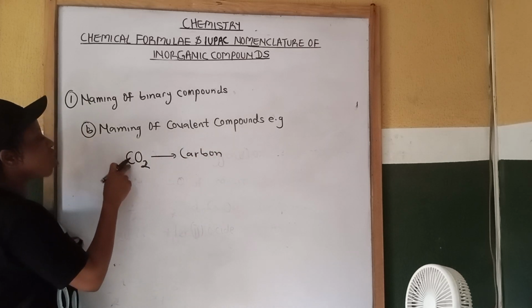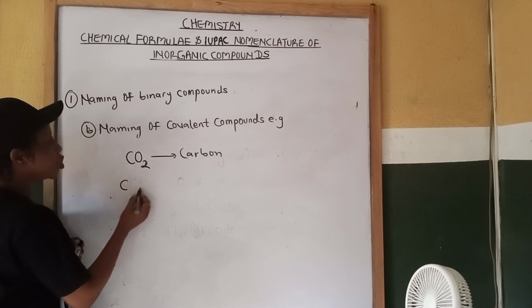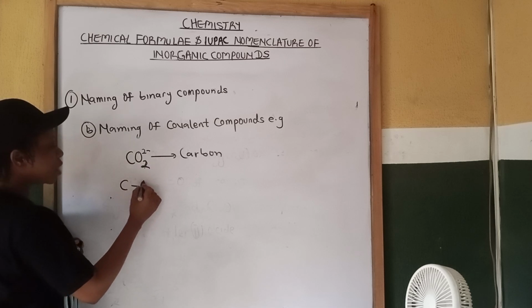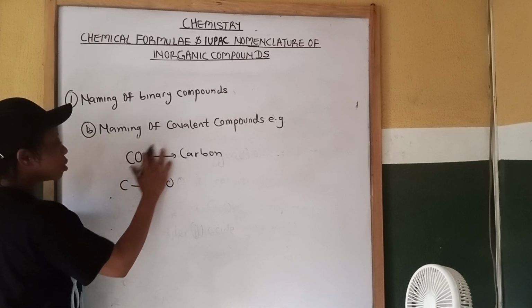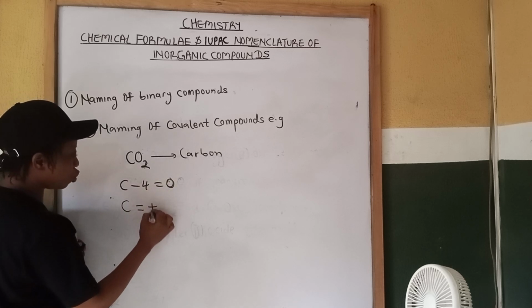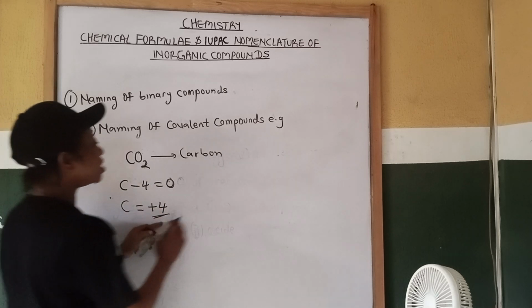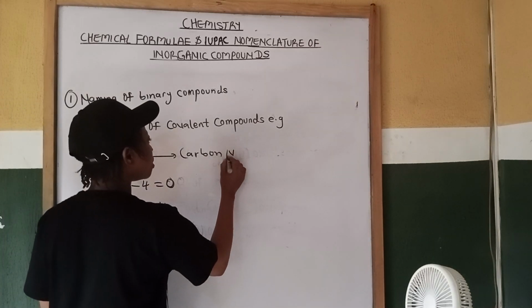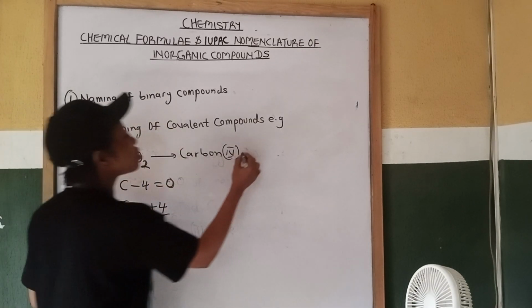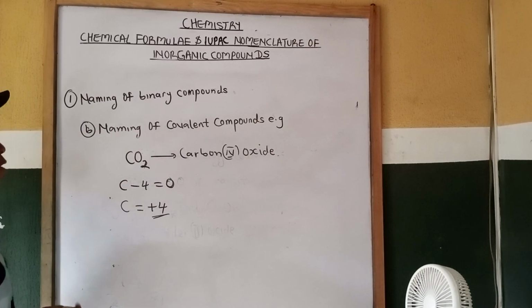Then we calculate the oxidation number of carbon out of this compound. Carbon is unknown. Then the charge on oxygen is minus 2. So minus 2 times 2, that's minus 4, equal to 0. So therefore, C equal to, move this minus 4 to this side, we change to plus 4. So the oxidation number of carbon in this compound is 4. So we call it carbon 4. Carbon 4 what? Then oxygen will change to ide, oxide. Carbon 4 oxide.